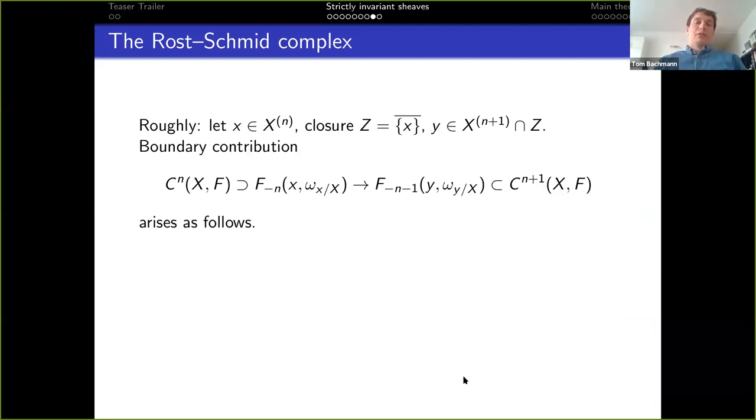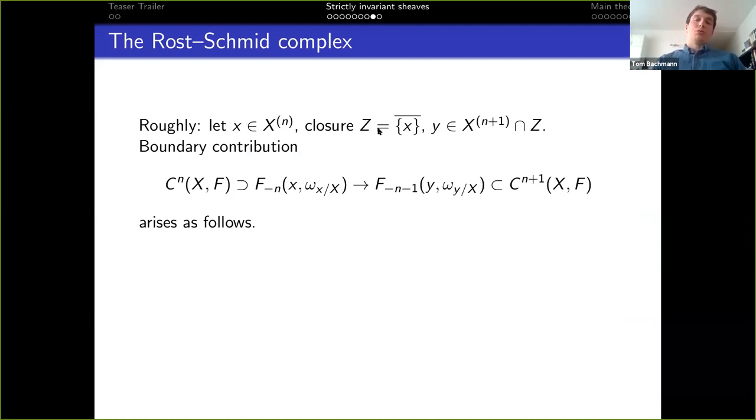And so this goes as follows, right? Suppose you want to know the boundary from Cn to Cn plus one. Then the Cn is going to be a sum over points of codimension n, like x, of these nth contractions. And the same thing happens here. And now what you do is you look at the closure of your point of codimension n. This is, well, some subscheme.